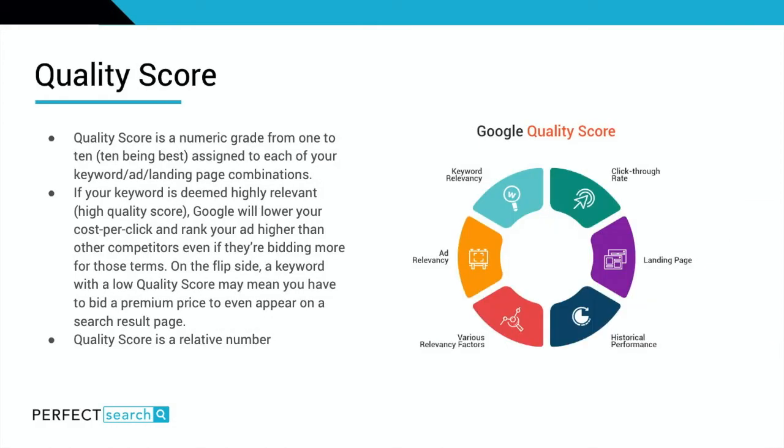Then I know we've mentioned quality score a couple of times. Quality score, again, is a numeric grade from 1 to 10, 10 being the best, and it's assigned to each of your keyword/ad/landing page combinations. With a higher quality score, your ad can show in the same position at a lower cost per click. So it's in your best interest to try to improve quality score, because then you can reduce costs.